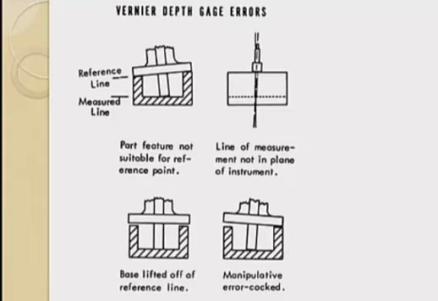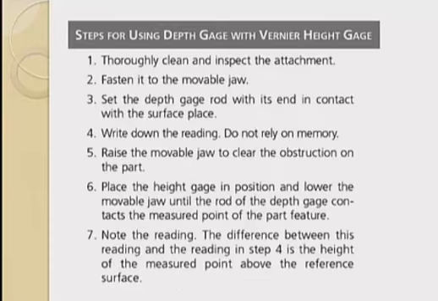The reference line from the vernier head must be lined up with the measured line. If the part feature is unsuitable for a reference point, you cannot use it. You have to make sure that the base is not lifted off the reference line by having too much force under the depth rule. You also have to make sure that it is not cocked, or you'll have error in your depth measurement. Steps for using depth gauge with vernier height gauge.